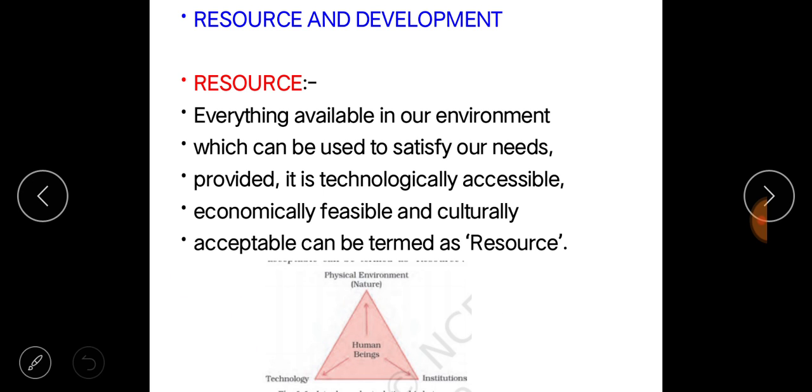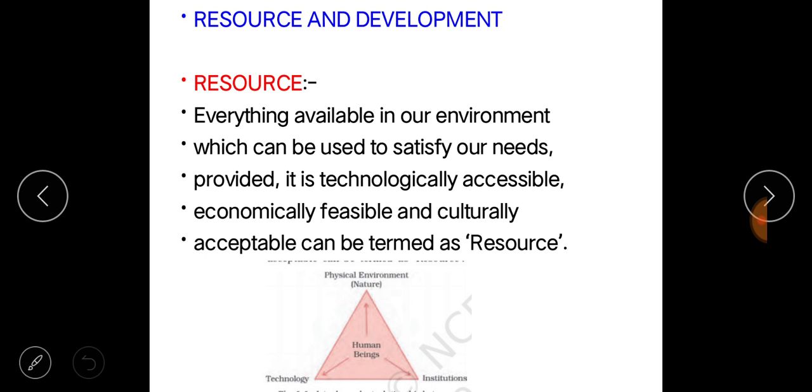So resource and development. First of all, you should know what is a resource. A resource is everything available in our environment which can be used to satisfy our needs, provided it is technologically accessible, economically feasible, and culturally acceptable. Then it can be termed as a resource.